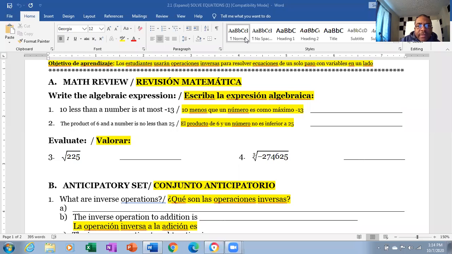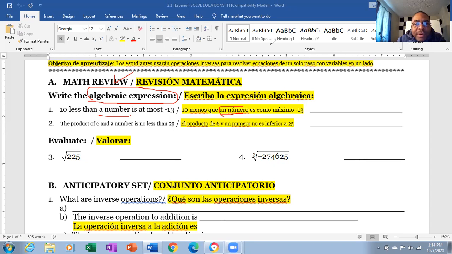So I want to start off by saying that we're dealing with algebraic equations. And when we're dealing with algebraic equations, it's a way of making a sentence. All right, so this is a review. This part is just review, okay? All right, so 10 less than a number, un número. 10 menos que es un número es como máximo negativo 13, negativo 13. 10 less than a number is at most.